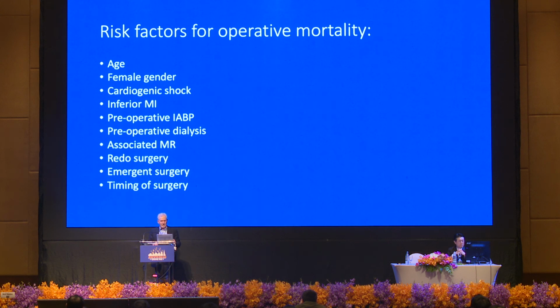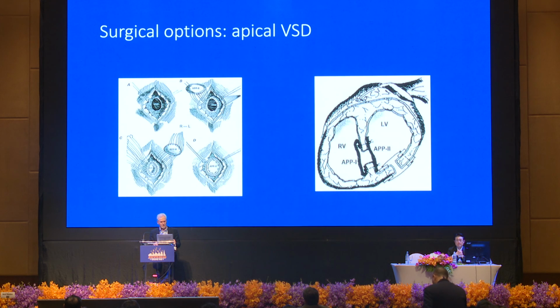So the operative mortality in these patients is high for quite a few reasons. Obviously, these patients are often older, female gender, they're in shock, they have an inferior infarct, they preoperatively have a balloon pump or are on dialysis, and they have associated mitral regurgitation, which makes them even more sick and difficult to deal with. Reduced ejection fraction, emergent surgery, and the timing of surgery, all those factors will have an influence on operative mortality of these patients with a ventricular septal rupture.